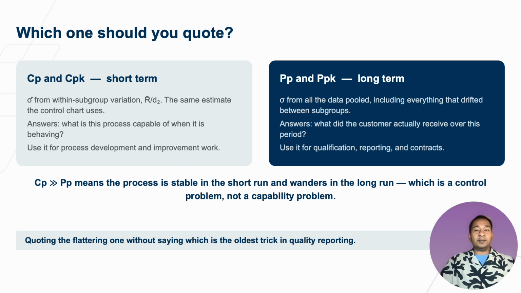CP much greater than PP means the process is stable in the short run and wanders in the long run. That is a control problem, not a capability problem, and the fix is a better control scheme, not a better tool. Quoting the flattering one without saying which is the oldest trick in quality reporting. When the supplier hands you a capability number, the first question is which index, and the second is over what period.